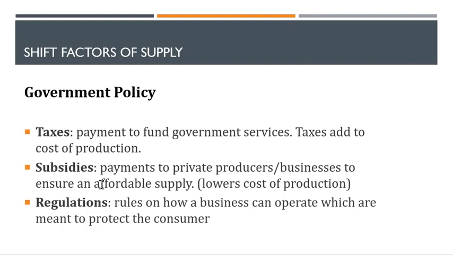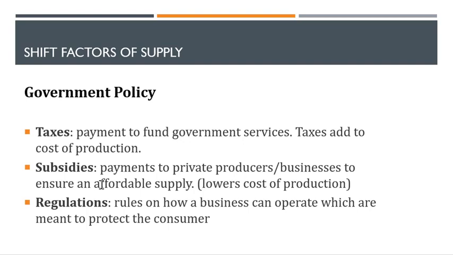Government policy. There are quite a few government policies that affect supply. The most important one is tax. Tax is the payment to fund government services. There might be corporate tax, income tax, and so on, or taxes on inputs, etc. So tax always adds to the cost of production. So when there is an increase in tax, the cost of production will be higher, and that may lower the supply.